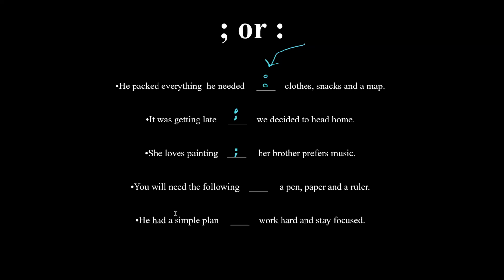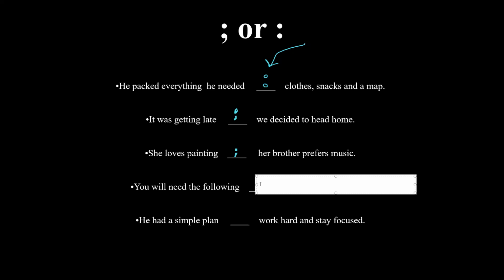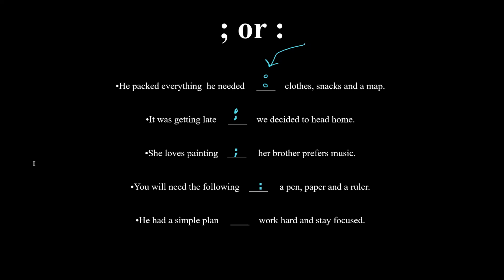"You will need the following. A pen, paper, and a ruler." So, colon or semicolon, what do you reckon? Okay, the answer is colon. You will need the following, and here's my list of things: a pen, paper, and a ruler. You will need the following, colon, introducing the list.